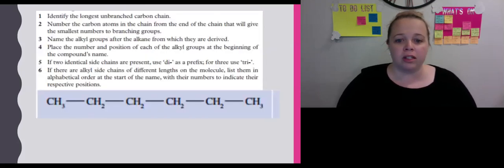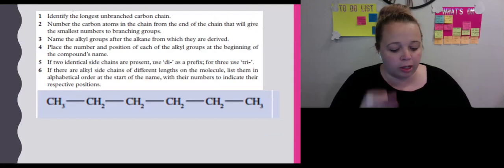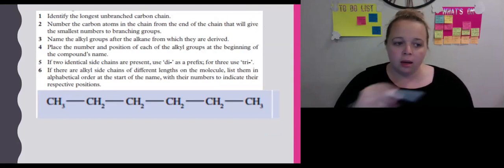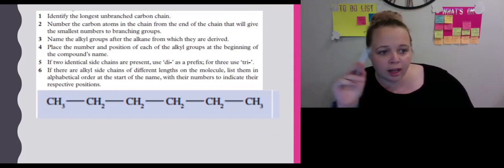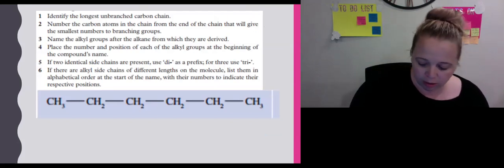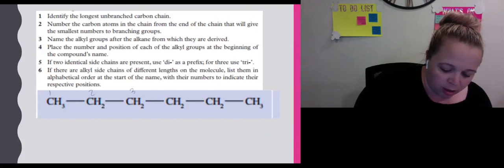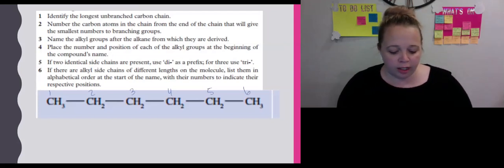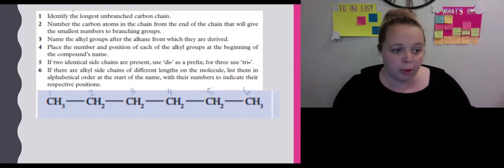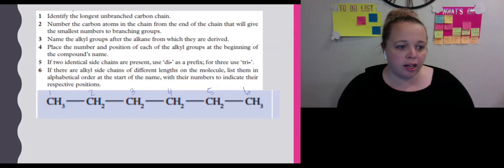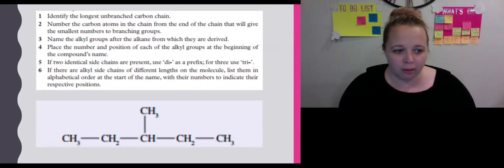So this is a nice set of rules, and we're going to talk through them. You're going to identify your longest unbranched carbon chain. So it doesn't matter if that goes around corners, but it's the longest chain. And then you number the carbon atoms in the chain from the end that will give you the smallest number to the branching groups. So in this case, it doesn't really matter. So we'll go 1, 2, 3, 4, 5, 6. And then you're going to name them after the alkane from which they're derived, which we'll come up on, and place the number at the beginning. And then we'll talk about the di and tri, and then the different lengths, we'll list them in alphabetical order. So we'll come to that in a second.